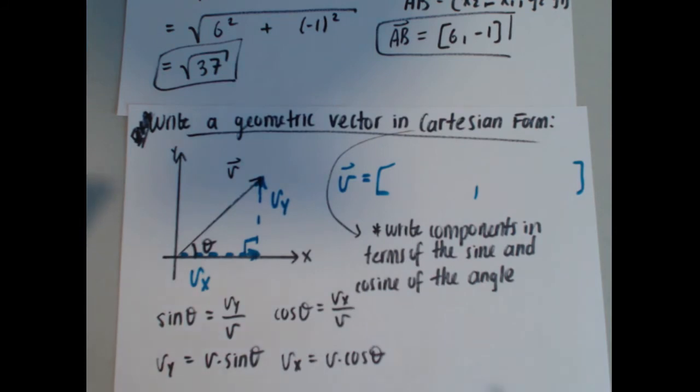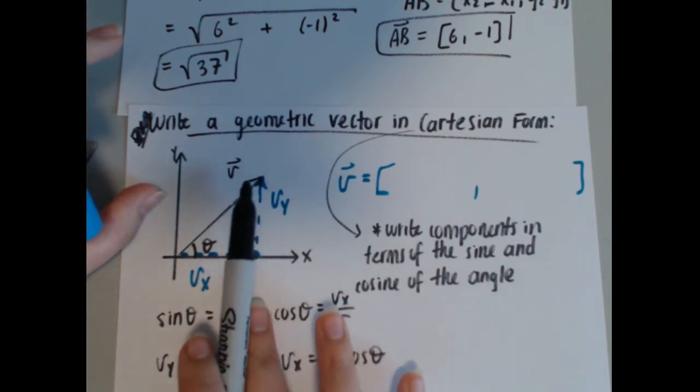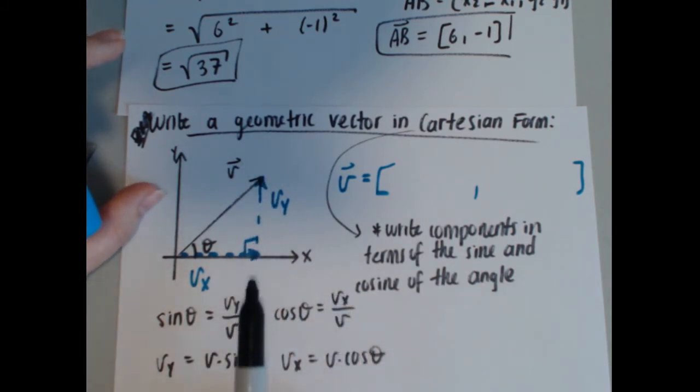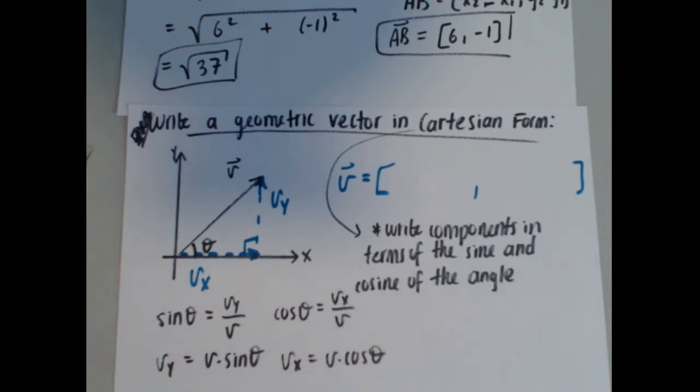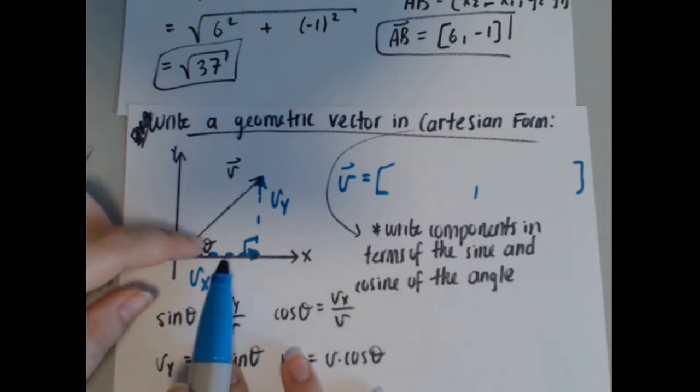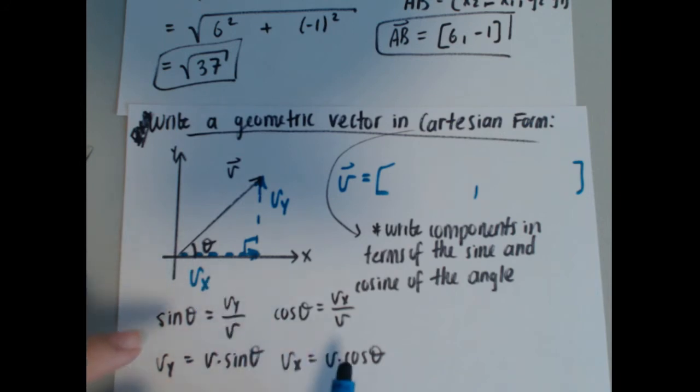So what I notice is that as long as I drop the line from the vector to the x-axis, the x component will always be equal to the hypotenuse times cosine of the angle between the vector and the x-axis. And the y component will always be the magnitude of the vector times sine of the angle. Okay. Again, the angle has to be between the vector and the x-axis. If it's not, then these two actually get reversed.